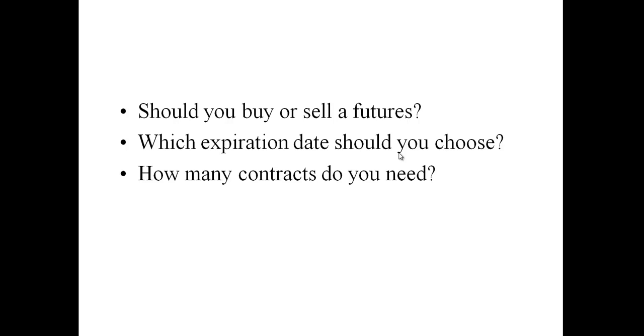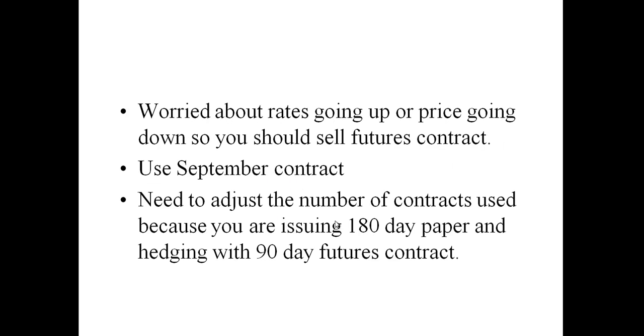You're going to have to use, for example, a treasury bill futures, or in this case, we're going to use a futures that's tied to the interest rate LIBOR. And then the last question you've got to ask yourself is, how many contracts do you need? So you're worried about prices going up. I mentioned that. You're going to sell the futures contract. Okay, September contract is closest.